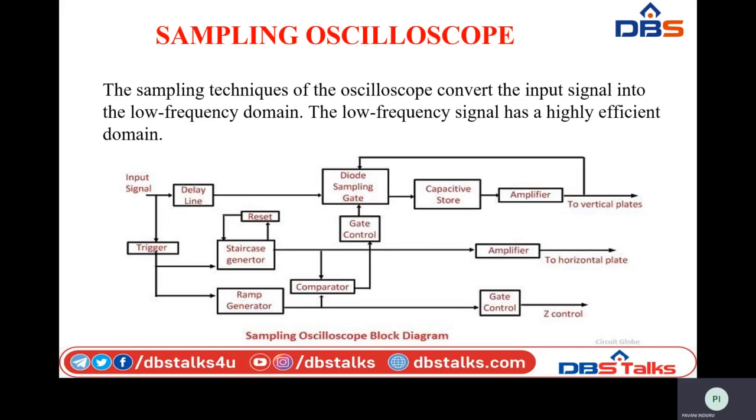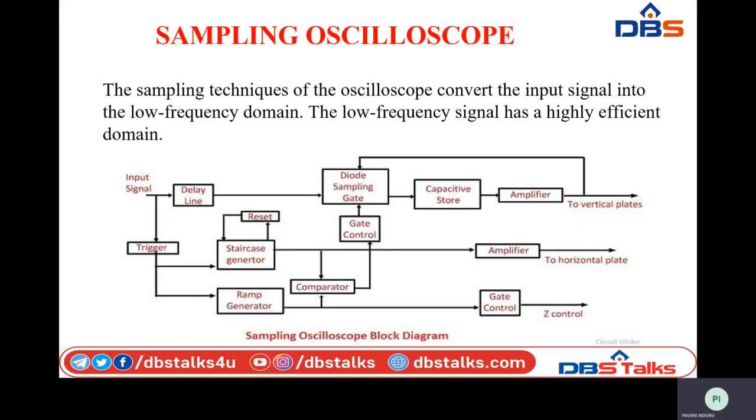If the staircase generator output and the ramp waveform generator output are fed to the comparator, these two waveforms are going to be compared. If the voltages of these two are the same, then the comparator generates a gate control signal. This gate control signal provides the sampling pulses. These sampling pulses operate the diode sampling gate, where samples are taken. After that, these samples are stored in the capacitive storage for a certain amount of time, and they are going to be reconstructed.